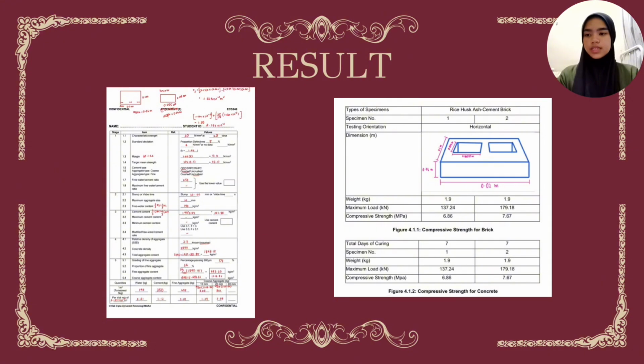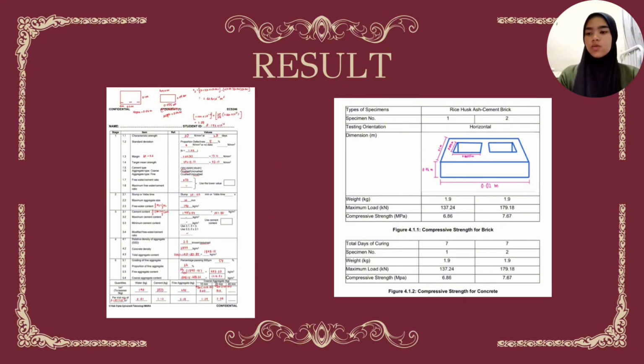Now, let's move on to the mix design and compressive strength results. Based on the first image, our group calculated the concrete mix using a target mean strength of 43.12 newtons per square millimeter. The main difference in our mix is that we replaced 3% of the fine aggregate, or sand, with rice husk ash. This was done to make the hollow bricks more environmentally friendly.